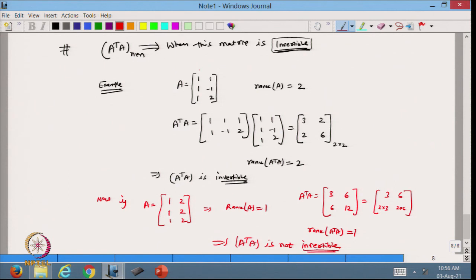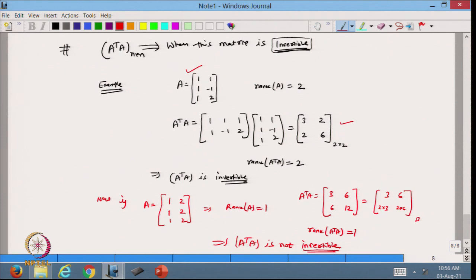So, when the given columns are linearly independent, then A transpose A is invertible, and when they are linearly dependent, then the corresponding A transpose A is not invertible. So, that is something we have to keep in mind. So, let us stop here.